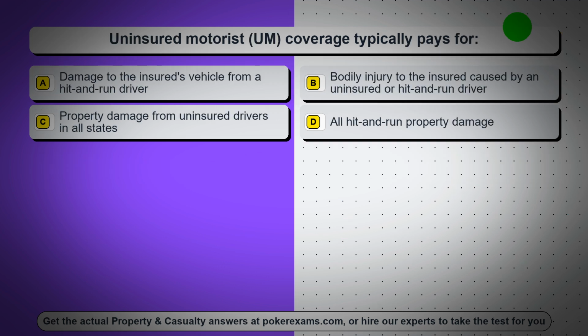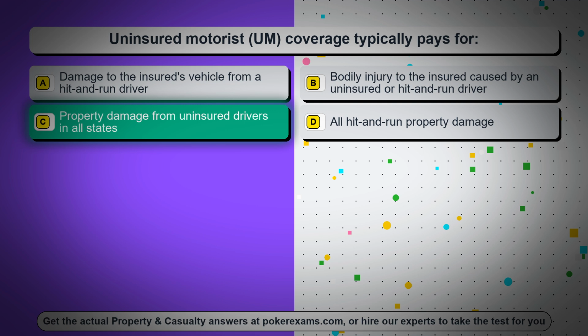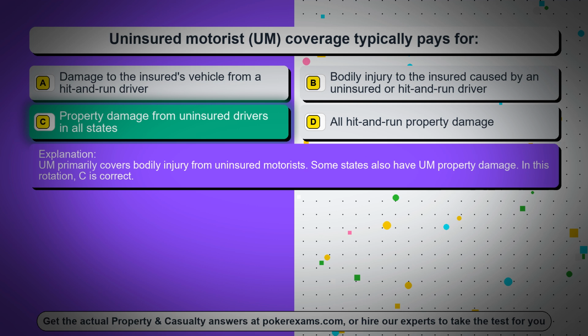Question 60. Uninsured motorist coverage typically pays for: Option A, damage to the insured's vehicle from a hit-and-run driver; Option B, bodily injury to the insured caused by an uninsured or hit-and-run driver; Option C, property damage from uninsured drivers in all states; Option D, all hit-and-run property damage. The correct answer is Option C, property damage from uninsured drivers in all states. Primarily covers bodily injury from uninsured motorists. Some states also have property damage. In this rotation, C is correct.